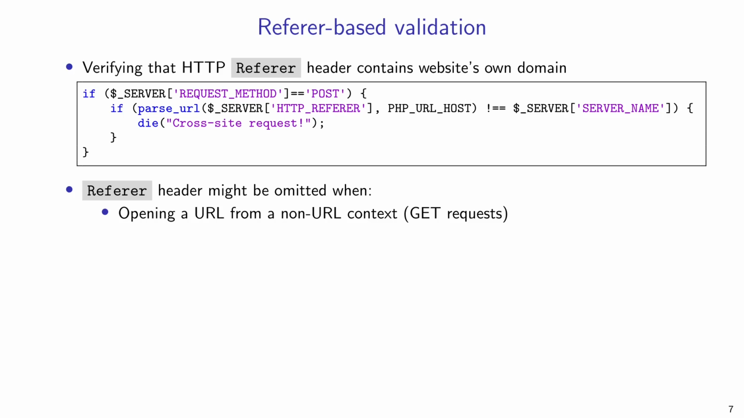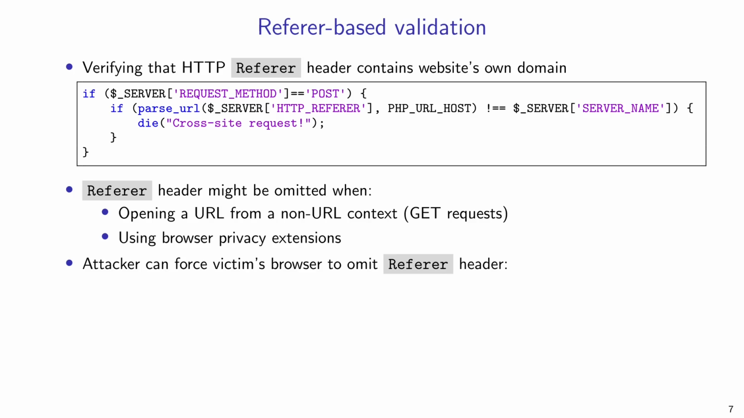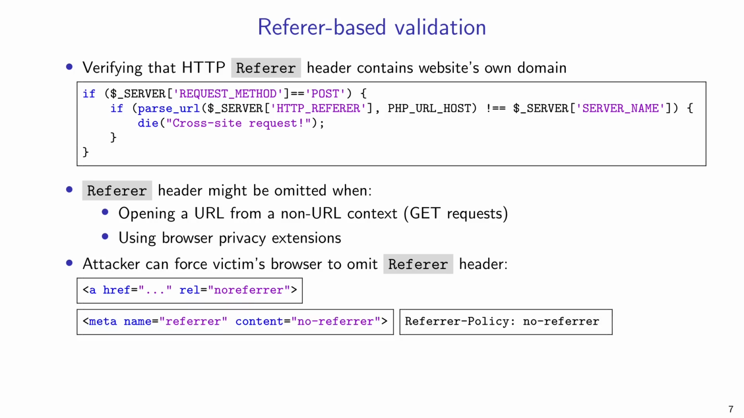A somewhat bigger problem is that the Referer header might be omitted when using browser privacy extensions. There are some very aggressive privacy settings where the Referer header is removed from all the requests made by the browser. Therefore, we cannot assume that requests without Referer header are same-site requests. Another reason is because an attacker can force the victim's browser to omit the Referer header when making the request that is part of a CSRF attack. This can be done by specifying rel=noreferrer for individual links, or can be enforced for the entire web page by using the HTML meta element or by returning the Referrer-Policy header.